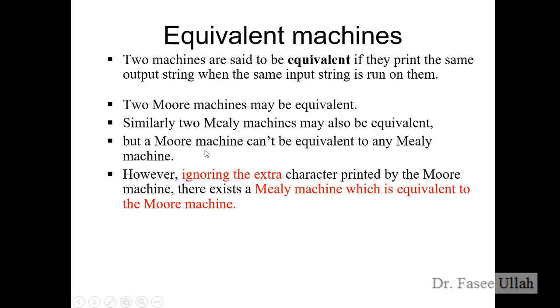For that we have to ignore some characters, right? What are those characters? Whenever we move from one state to another state in the Moore machine, we have two outputs in each state. So for that we have to avoid some of the outputs. Then there is a possibility we can make the Moore machine equal to the Mealy machine. For that we have to ignore some outputs from the Moore machine.